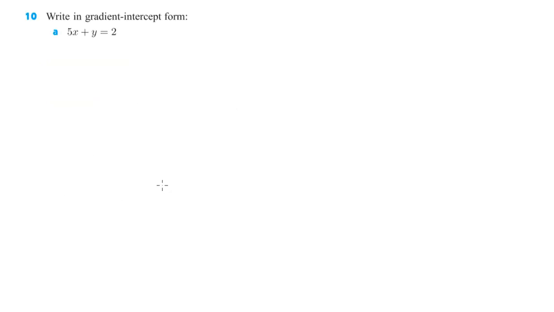Okay, last one, write in gradient intercept form. So that's just slope intercept form, right? So really all we're going to do is get y by itself and everything else to the right. So subtract 5x. y equals negative 5x plus 2 is our slope intercept form. Okay, on other ones, just to help out, if this was 3y or something like that, we'd still move the x over first and then divide everything by 3. So y always has to be all by itself.